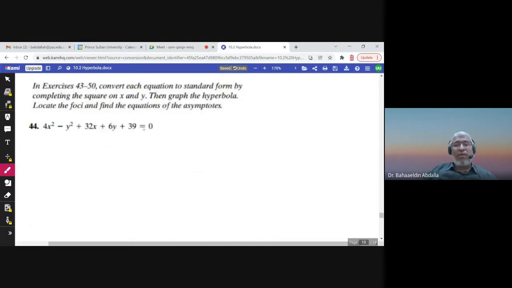Okay, convert each equation to the standard form by completing the square, then graph the hyperbola. Locate the foci and find the equations of the asymptotes. Same, but we need to write it first in the standard form by completing the square. So I have 4x squared plus 32x minus y squared plus 6y equals negative 39.